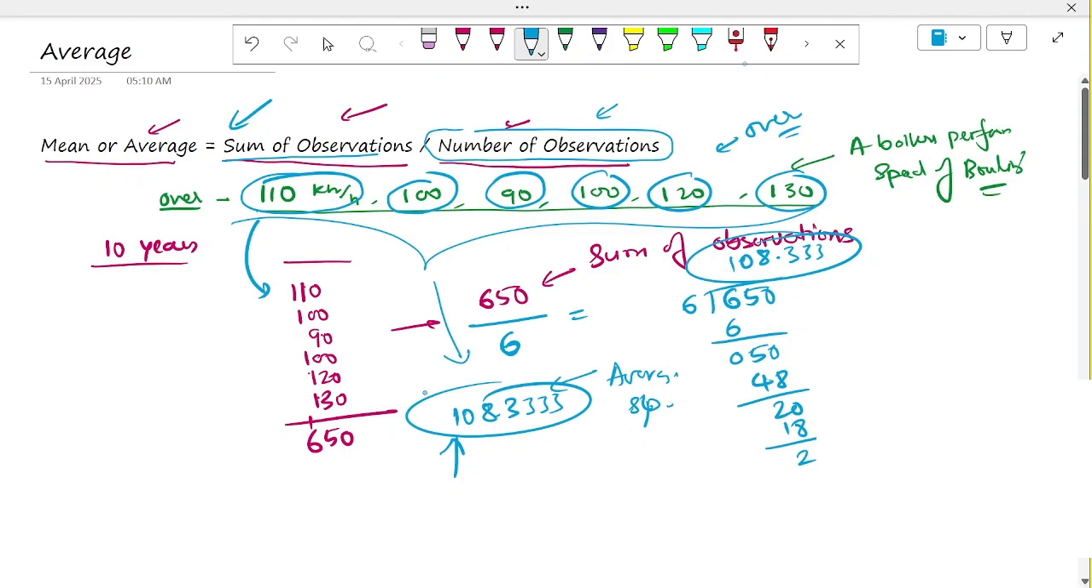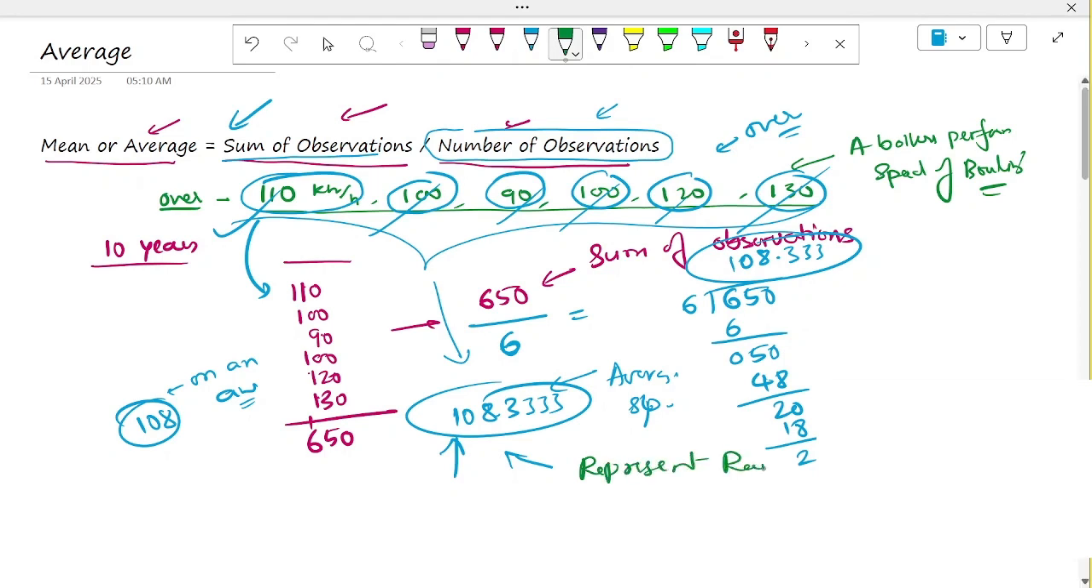Now if the question is what is the speed of bowling of this particular person, you can say 108 on average. It means it is clear, we know the range. It will be somewhere around 110 or 100, 90, 100, 120, 130. So the average is used to represent a range of numbers.